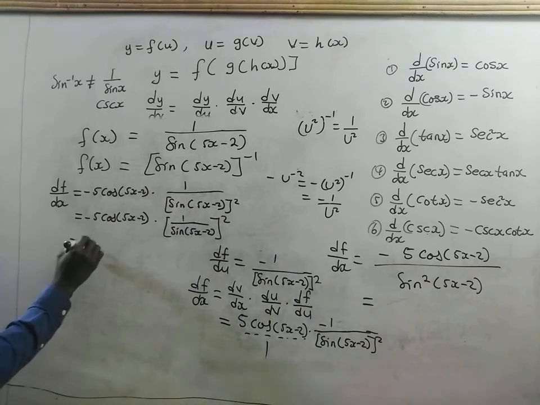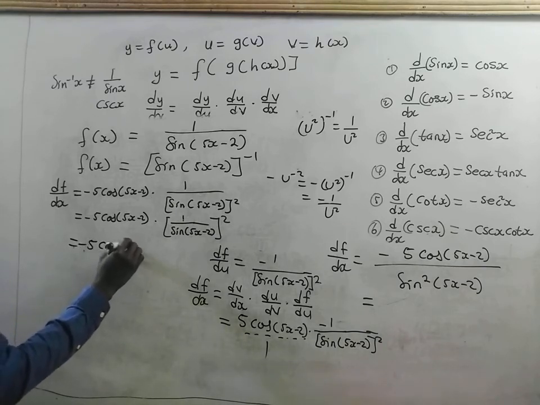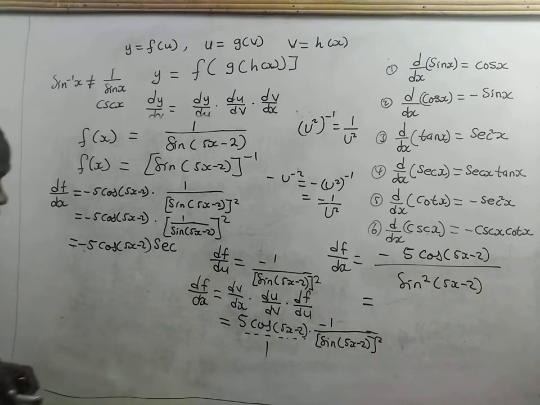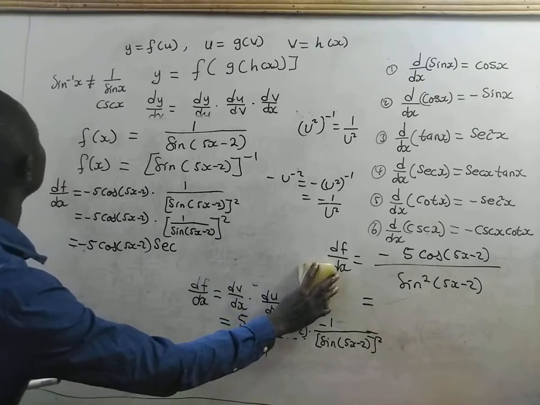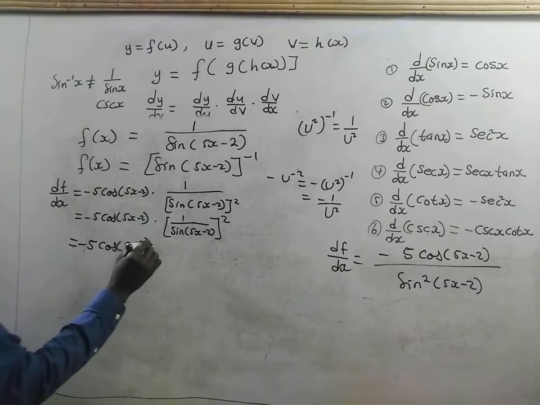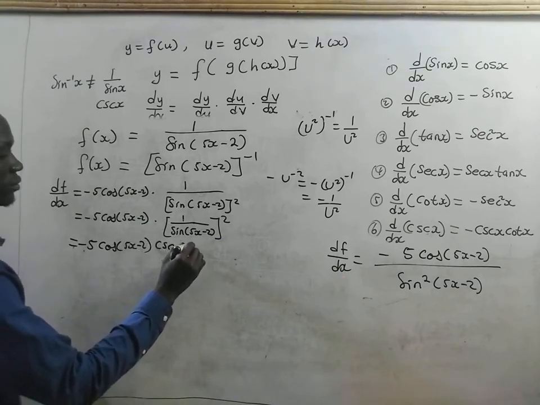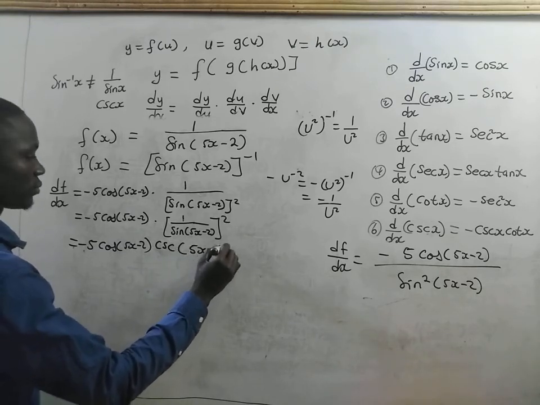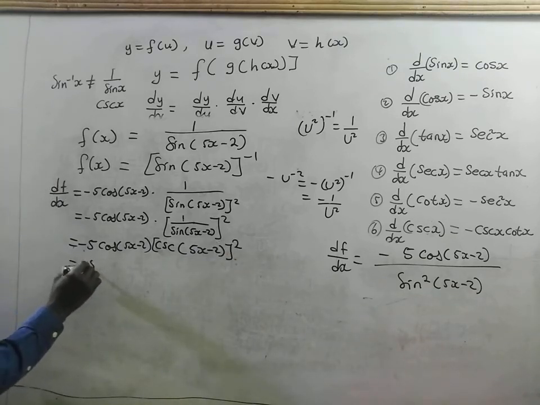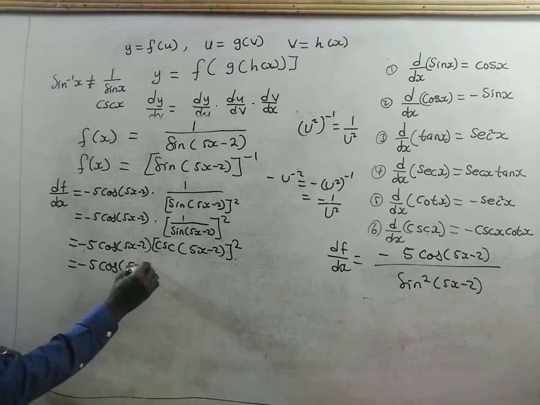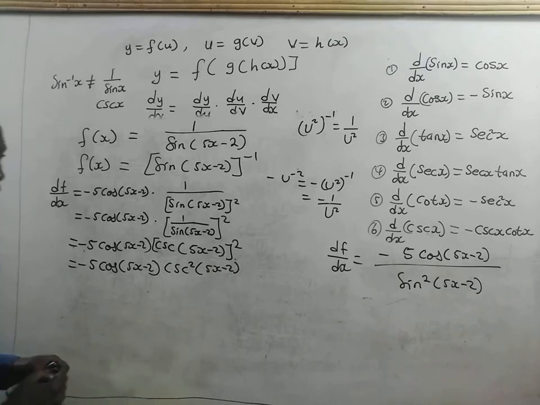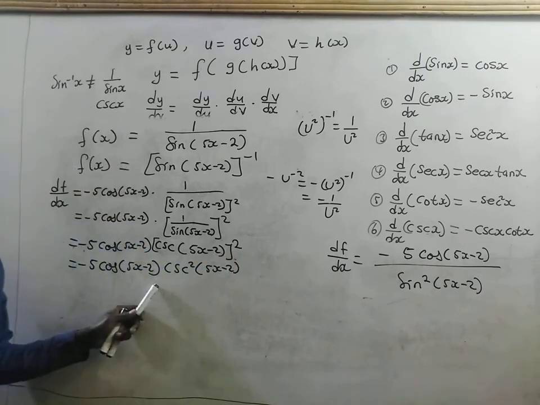So this is the same as minus 5 times cosine of 5x minus 2 times secant of 5x minus 2, all squared. And this is equal to minus 5 times cosine of 5x minus 2 times cosecant squared of 5x minus 2. Yes. This answer can be written in this form.